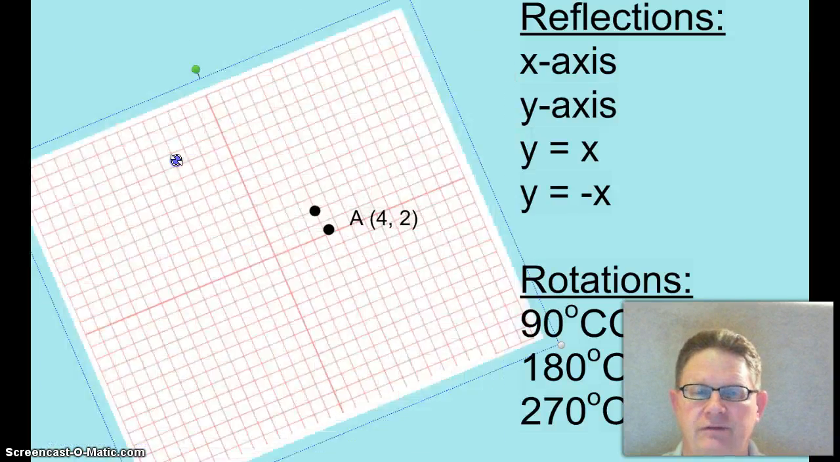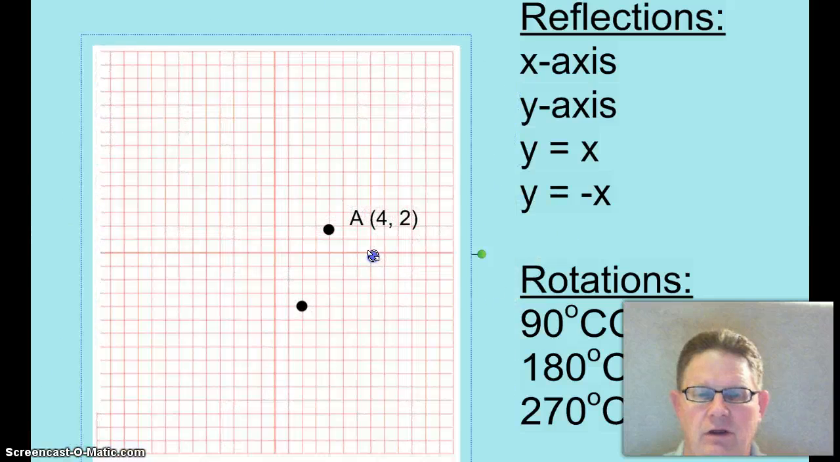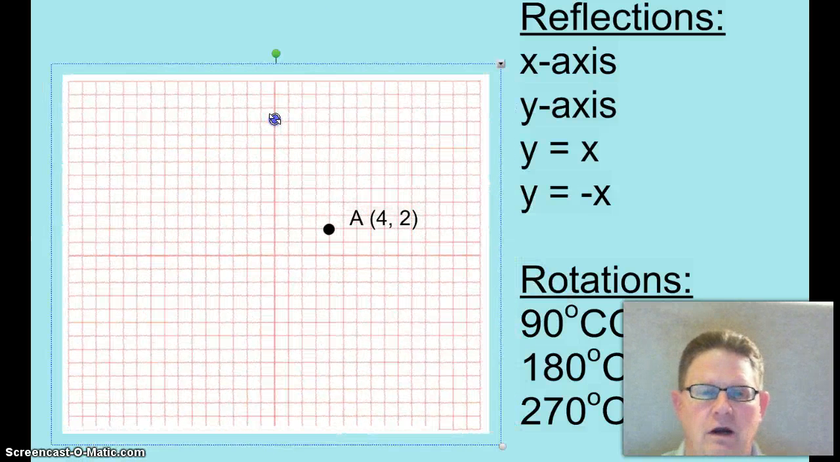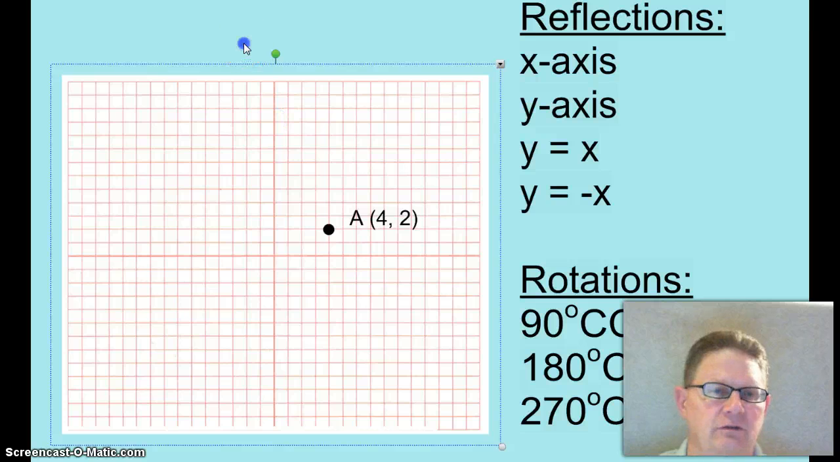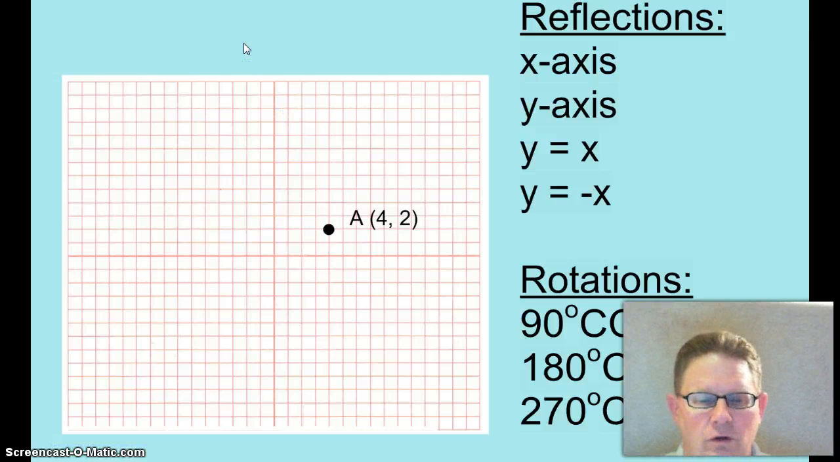And a 270 degrees counterclockwise rotation. A prime would be at positive 2, negative 4. There you go. Those are reflections and rotations, a review. This will conclude Honors Geometry 9.4, Rotations.